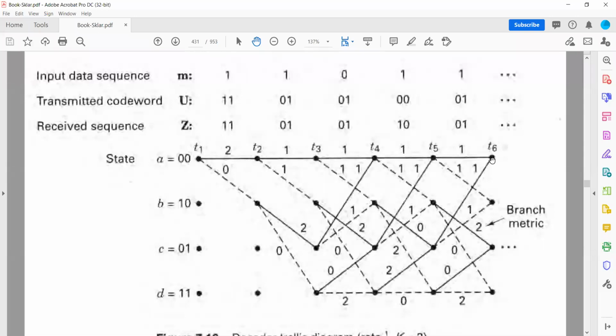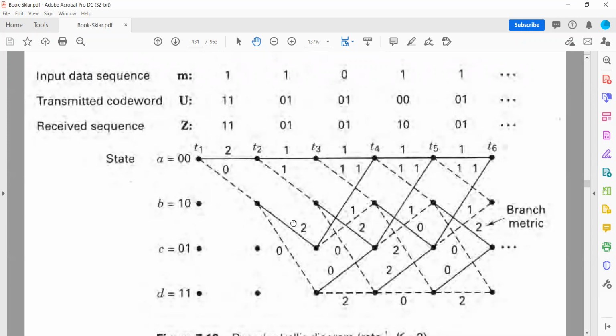The other path is trace back. It goes from here to here. What is the state metric? 1. What is the branch metric? 1. It goes from here to here. The branch metric is 0. Then it goes from here to here. What is the branch metric? 1. It goes from here to here. The branch metric is 2. And it goes back here to here. The branch metric is 0.